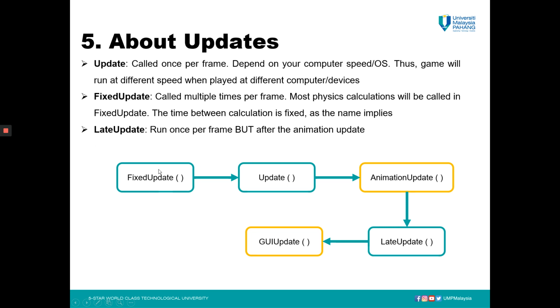Compared to that, fixed update is called multiple times per frame, and most of the physics calculation will be called in this fixed update. The time between calculations is fixed, as the name implies. Unlike late update, which is run once per frame, but it's run after the animation update. So, like I said, basically, if you want to do the physics, make sure you do it inside the fixed update. Otherwise, if you use it in the update function, your game will be slow if you play it on a slow computer.